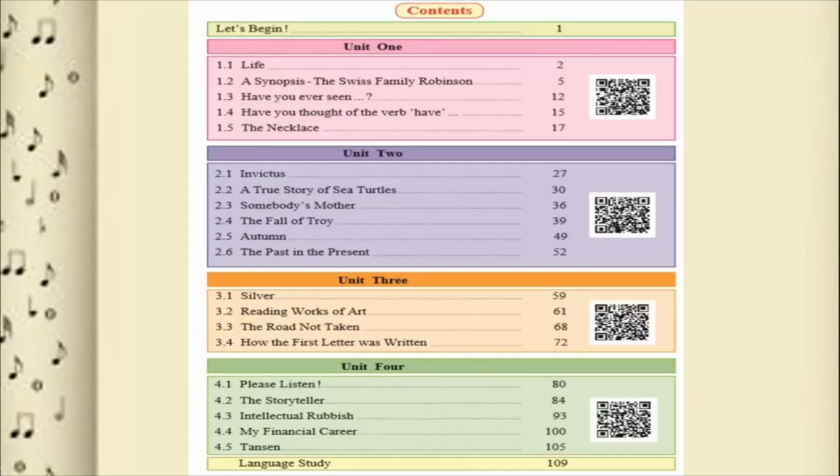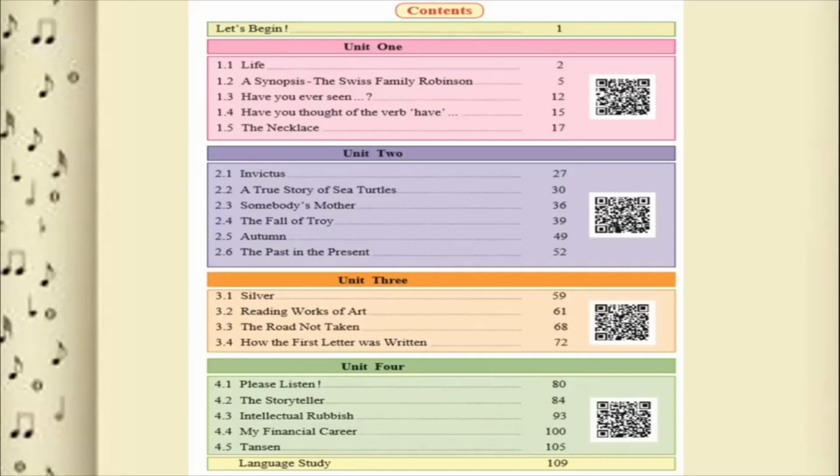Now, a new thing which has come into our textbooks in the last few years is this barcode that you can see. In case you have an Android mobile, you can download a barcode scanner into your phone and use it to find out at a glance on your mobile what all the contents of this textbook are. That is how we have used technology in our textbooks. So this was about the contents or the syllabus for standard 9th this year.